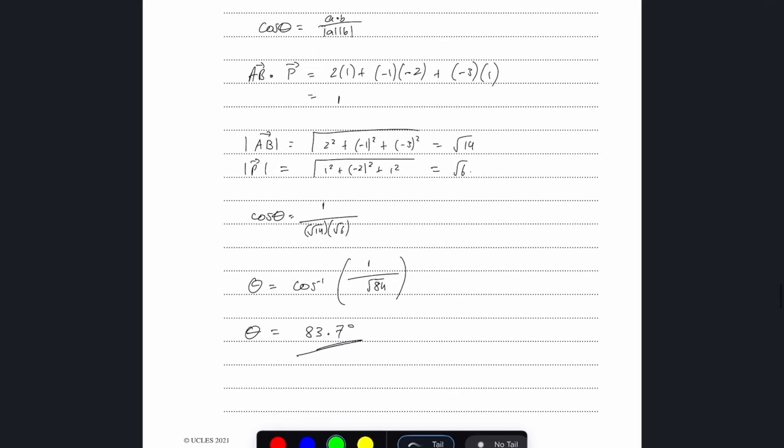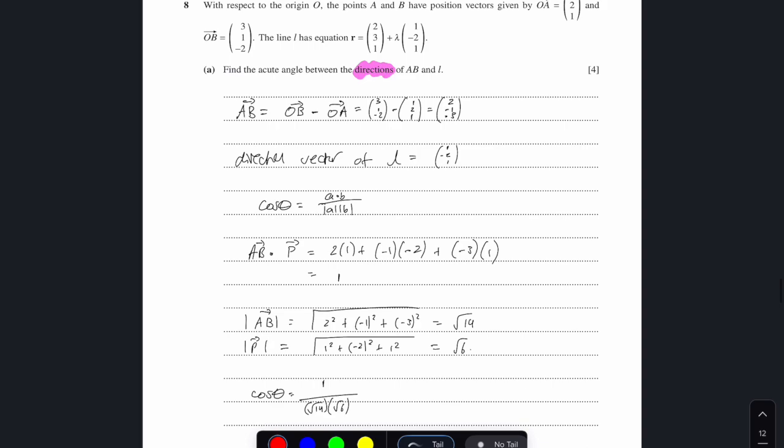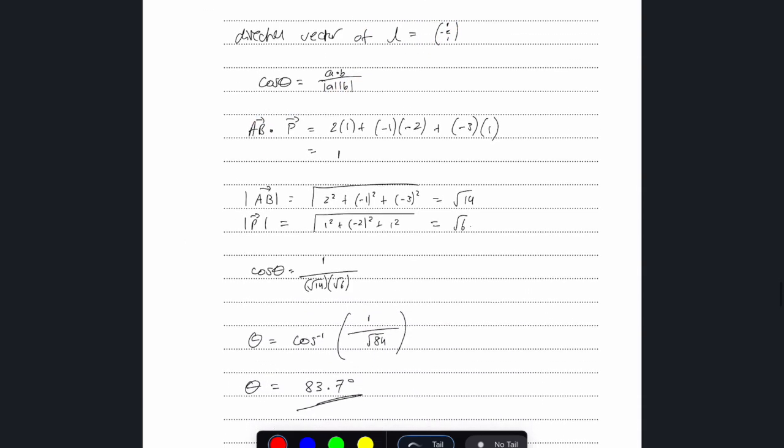Okay, so pretty simple question. Not many nuts and bolts to it. It's just a case of finding, firstly, the direction vector AB, and L, which is just given to you, and plugging it into our cos formula here, we get 83.7.